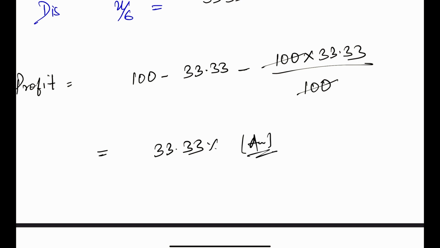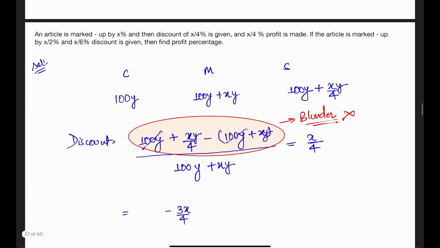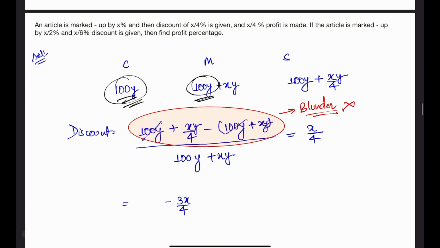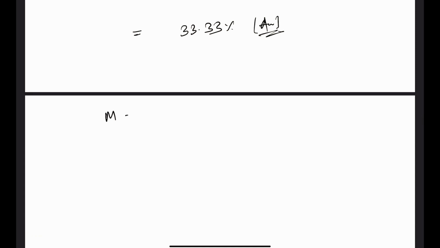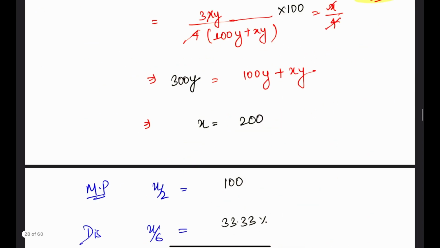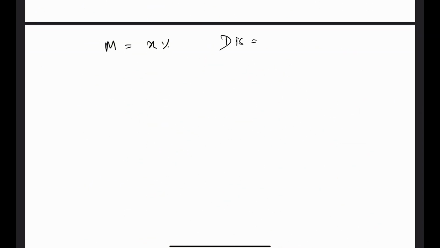For the next question, in reality, instead of doing all these things, taking 100y, I could have taken only 100. It was not necessary to take the value y, because all are in percentages. And then what I could have done is, in the beginning of the question, it was written that the markup price is x percentage, and the discount was x by 4 and the profit was also x by 4. So it could have been easily done with that process.